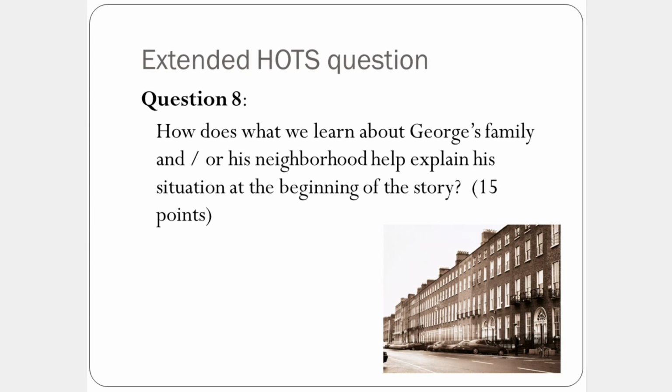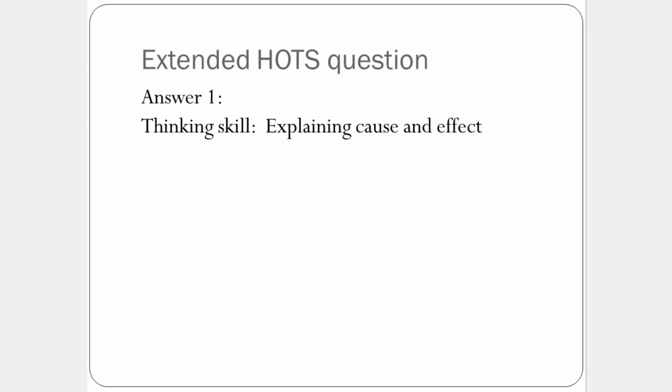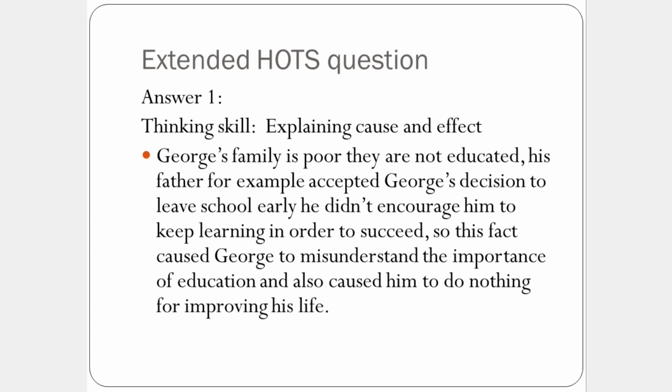Now the extended HOTS question, which is the question that replaces the justification question, we learned about it in a previous session. Let's look and see how the application of it is. Question 8 says, how does what we learn about George's family or his neighborhood help explain his situation at the beginning of the story? Now, this is a 15-point question. It's broken up into 2. One is the answer itself, which is worth 10 points, and the other is the HOTS component, which is worth 5. So this student explained cause and effect.